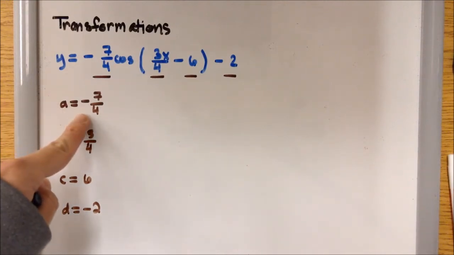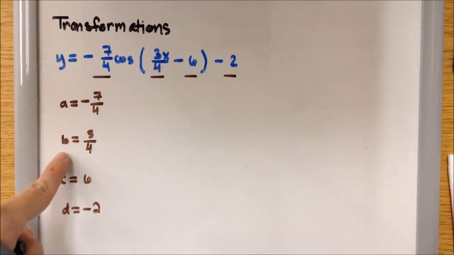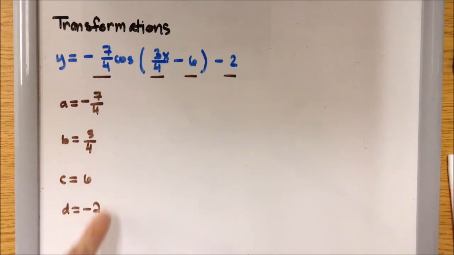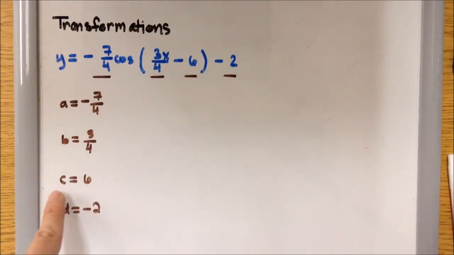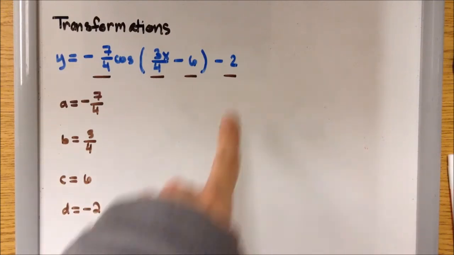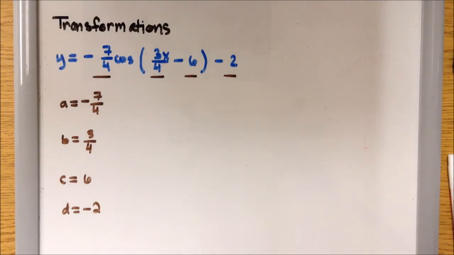So A is negative 7 over 4. B is just 3 over 4. C, I did the opposite sign, so since it's minus 6, C is equal to positive 6. And then D is negative 2. Alright, so let's take a look at our A value.